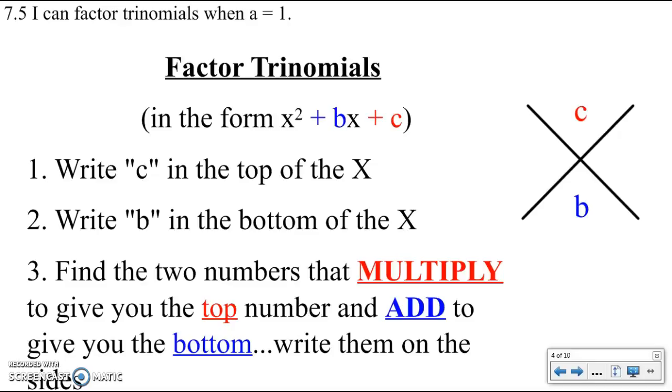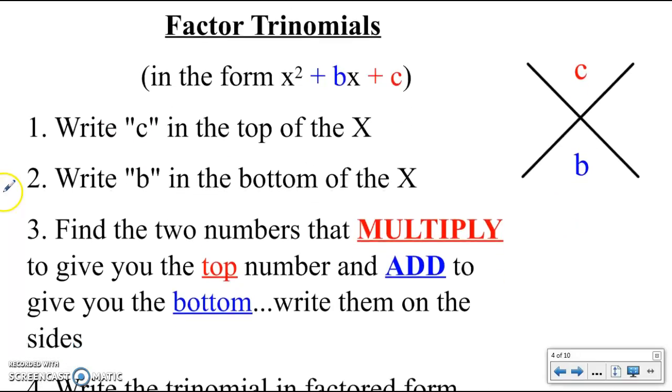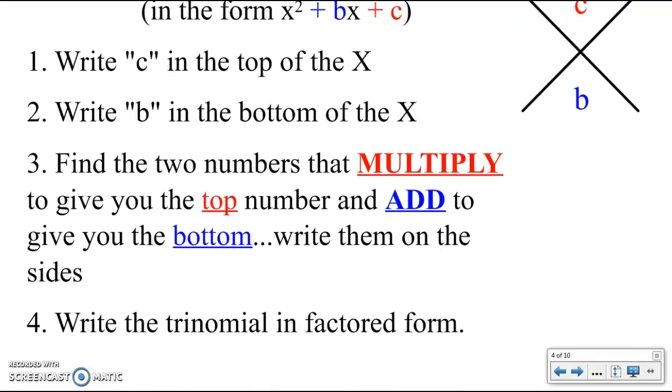There are three steps really. You're going to take your original trinomial here and put your c on the top of the x and your b on the bottom. Pay attention to your signs. And then your goal is to find two numbers that multiply to give you the top number and add to give you the bottom. And once you find those two numbers that work, you're going to write them on the sides here. And then from there, you're going to write it in your parentheses in factored form. Okay, so let's go ahead and try this.